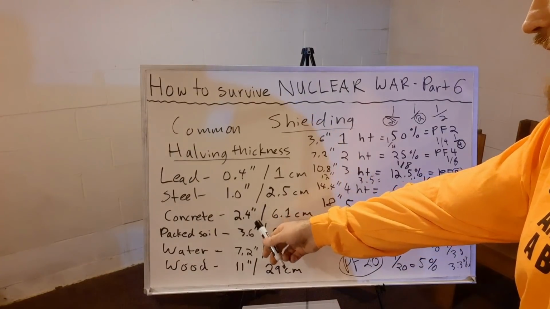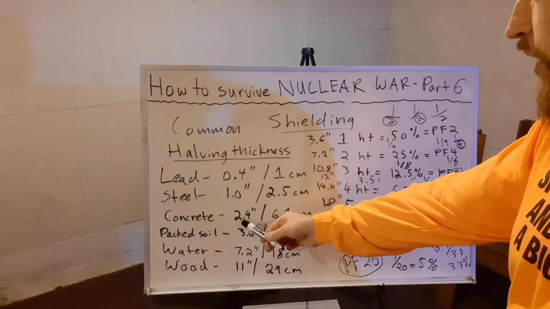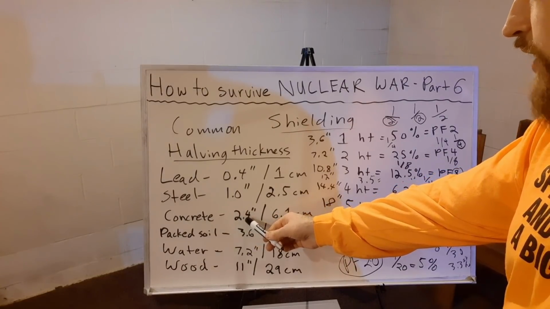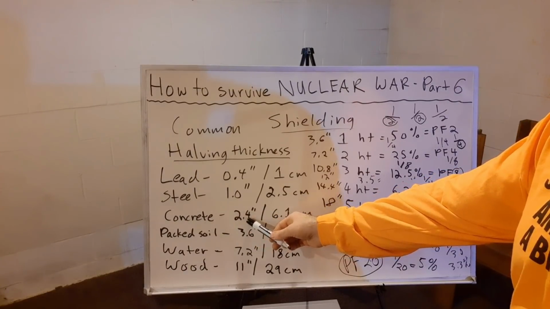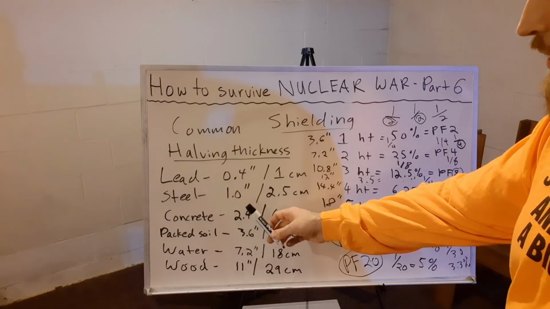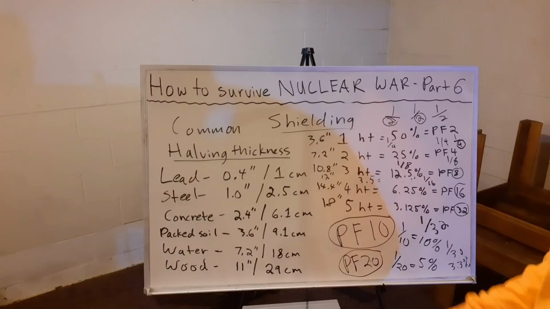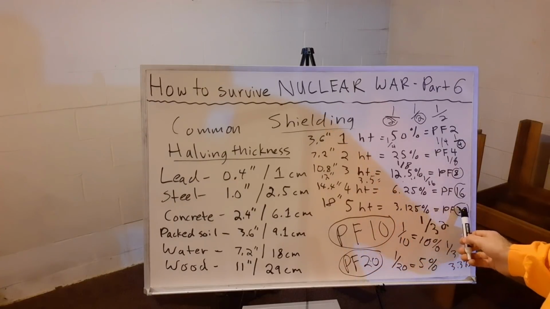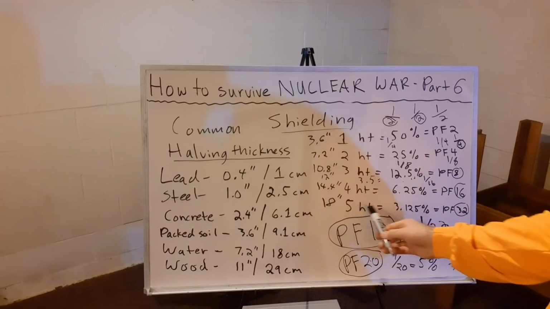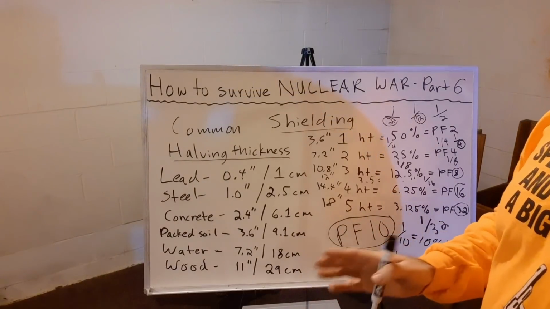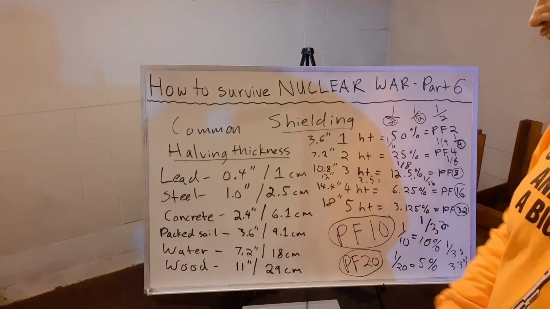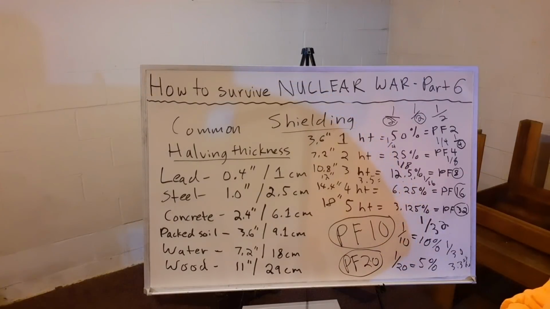and that's going to give you several halving thicknesses, just that reinforced concrete wall, because 2.4 inches of concrete gives you 1 halving thickness, okay? So if you have 1 foot of concrete, you're going to have 5 halving thicknesses, okay? And you're going to reduce the radiation to a protection factor of 32, which is extremely good. So even just a 1 foot thick concrete wall will give you 5 halving thicknesses and reduce radiation to 3.125% of what's outside, okay?